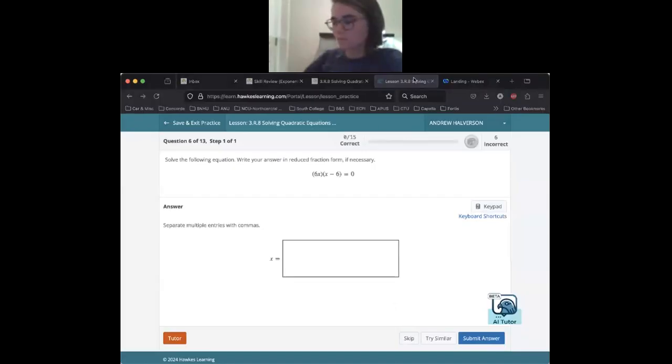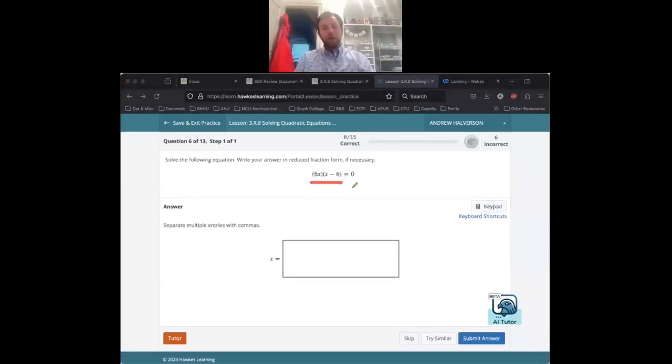So let's see. Oh, how about this one? 6x times x minus 6. If you notice, it's already factored, right? So when it's already factored, you don't have to do the factoring. What would we do? Well, you skip ahead to the last step. Set the factors equal to 0. So set 6x equal to 0, and then set x minus 6 equal to 0.